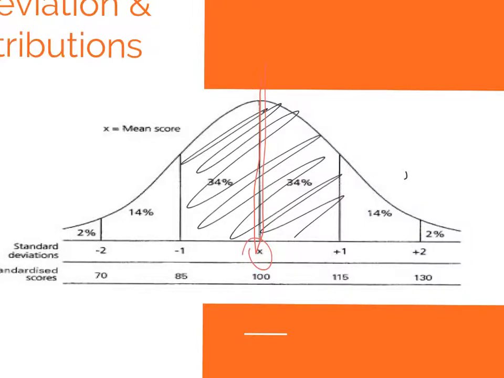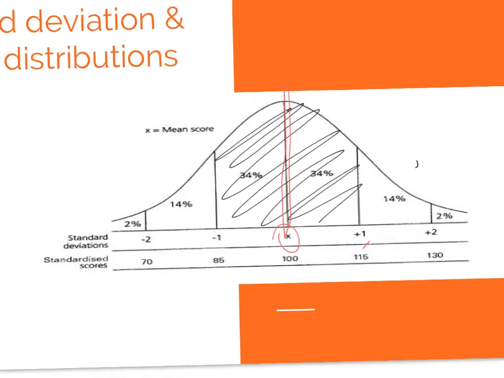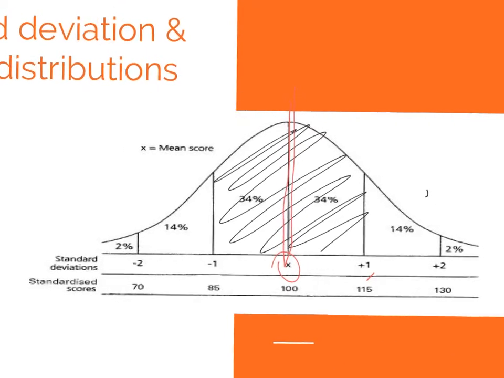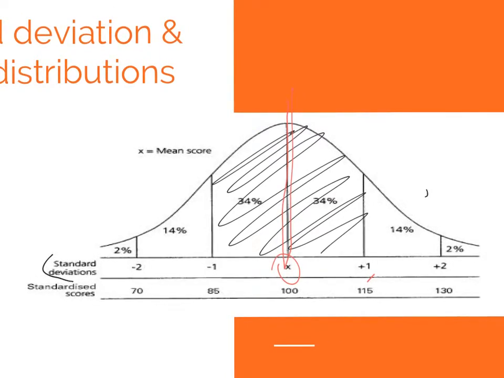Now, in the legend, it's important to always notice that you have standard deviations and you have standardized scores. These are the raw scores for this particular test. Normally on IQ tests, the mean is 100, and as you might see, since we're located at the mean, we're 0 standard deviations away from the mean. It makes sense, we're at the mean.